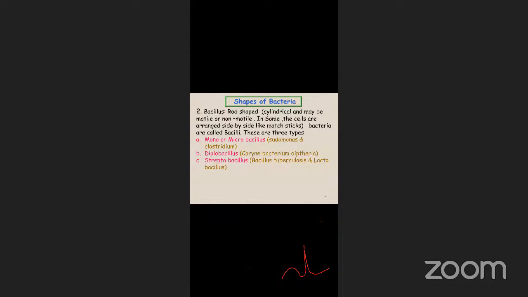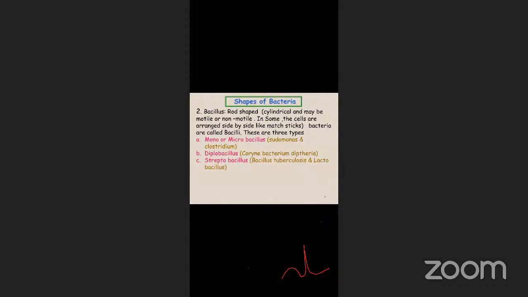Mono or microbacillus. Mono means single. A single rod-shaped bacterium is called monobacillus. Generally, rod-shaped bacteria are called bacillus. Examples are Pseudomonas and Clostridium. These are the examples of monobacillus.